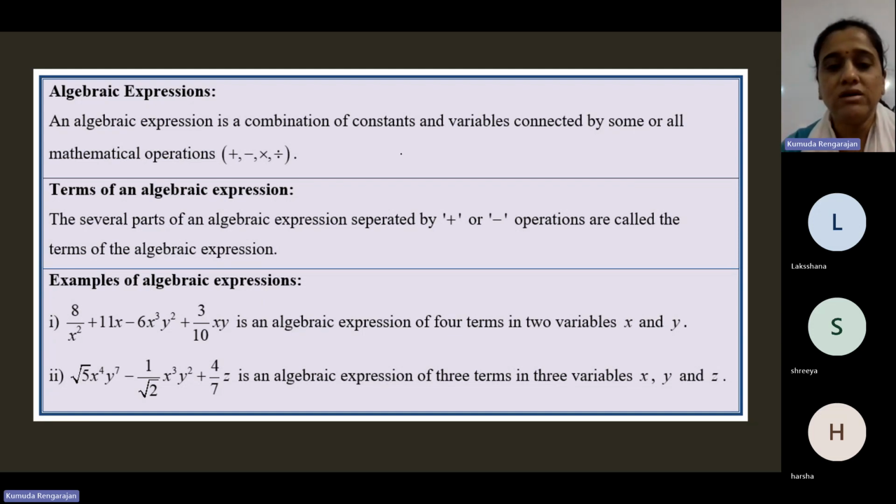If you consider this example ABCD, now ABCD is an algebraic expression because it's made up of variables A, B, C, and D.